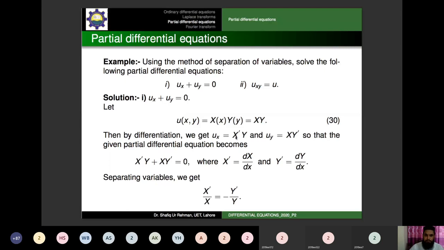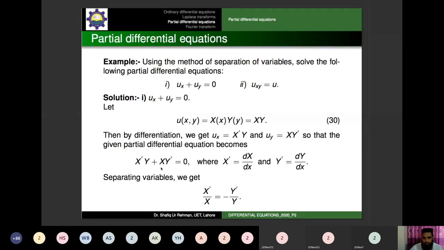The given equation is that one. So plug in the expressions for u_x and u_y in that equation. So we will have this expression. X prime is the rate of change of capital X with respect to small x. Y prime is the rate of change of capital Y with respect to small y. So Y prime is the instantaneous rate of change of capital Y with respect to y, and X prime is the instantaneous rate of change of capital X with respect to small x.